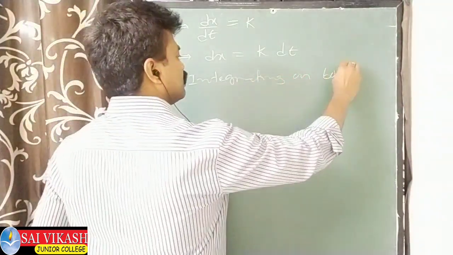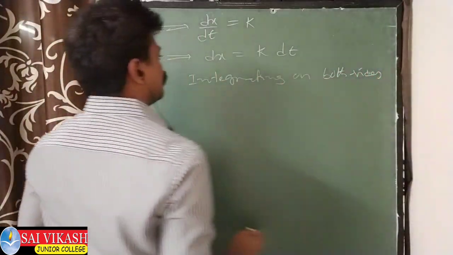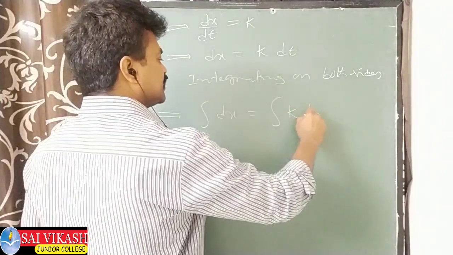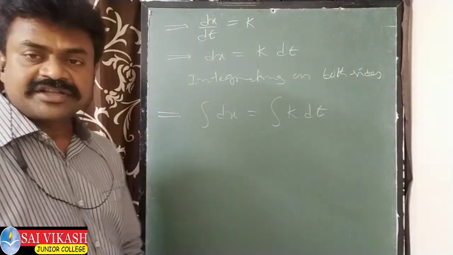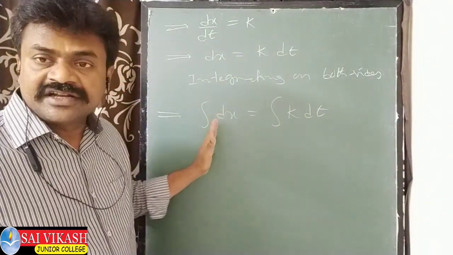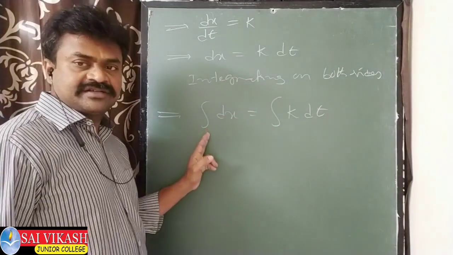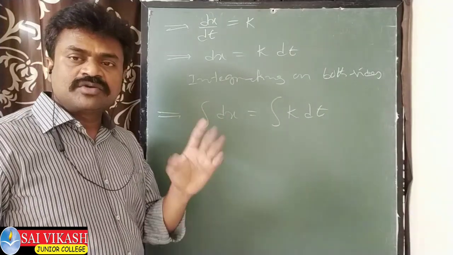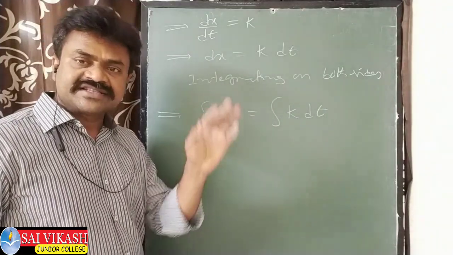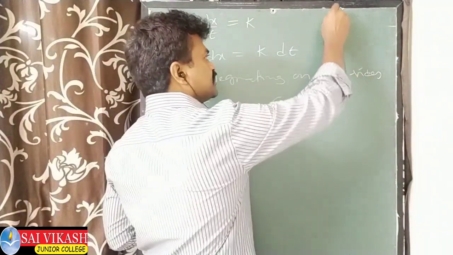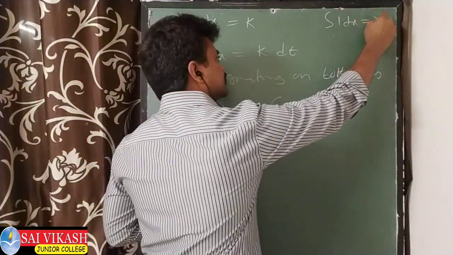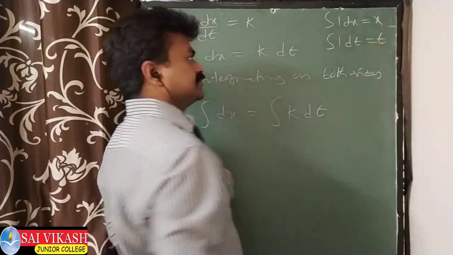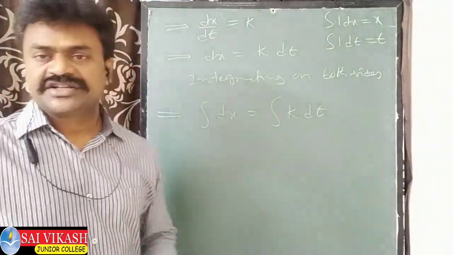Integrating on both sides, we get integral dx is equal to integral k dt. Here integral dx means integral 1 dx. There is a formula in integrations: integral 1 dx is x only. Similarly, integral 1 dt is t. These are the formulas in integrations.